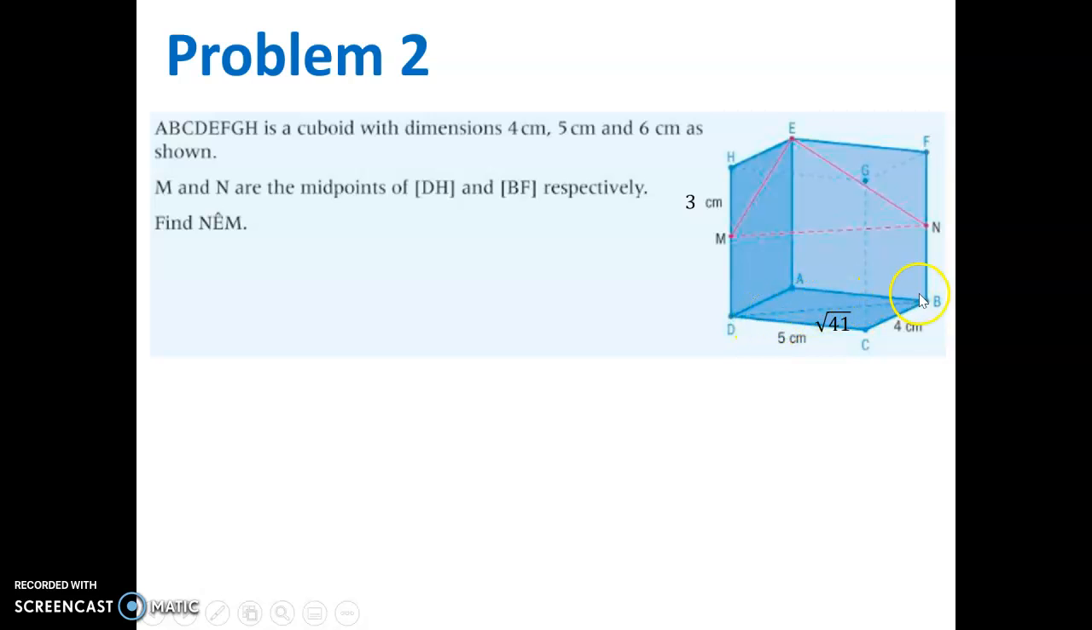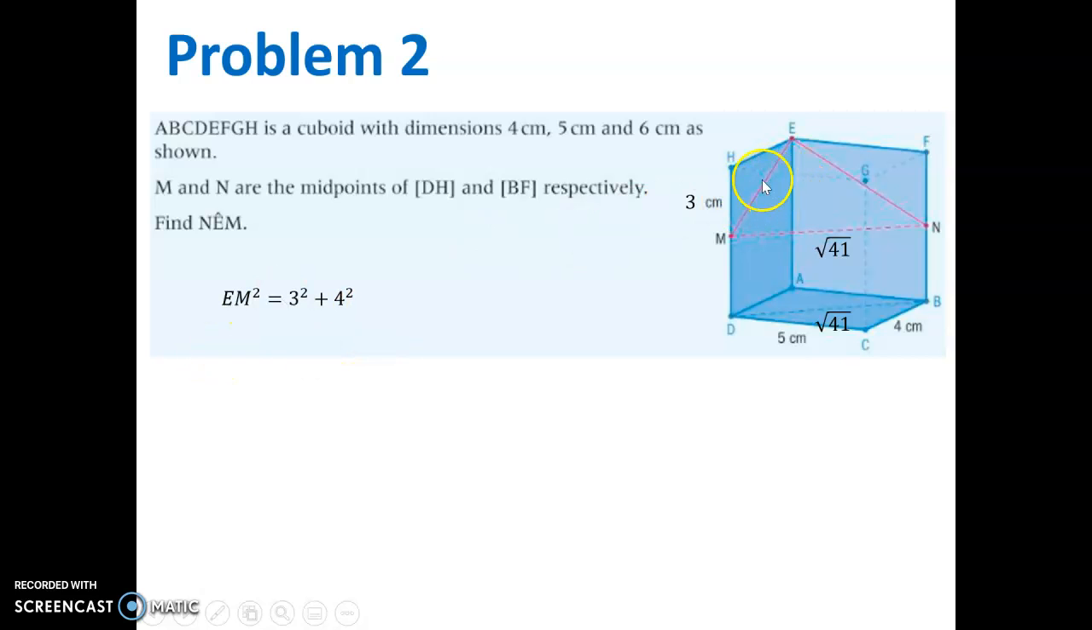So if I think of that triangle, let me label this first. In the last problem, we already found that DB, this diagonal down here, is root of 41. So that means this must be the same thing. Okay, because those are actually parallel to each other and they're going from the same two sides of the triangle. So we know one thing about that triangle.